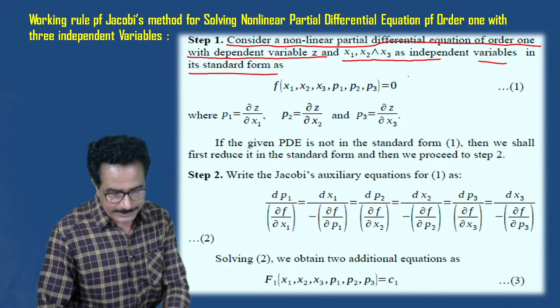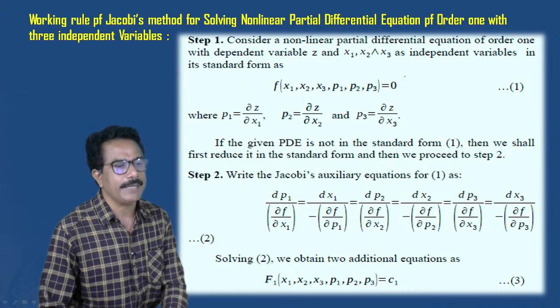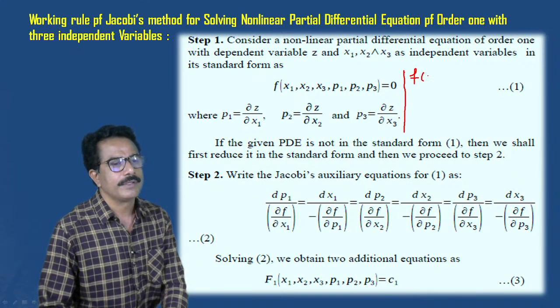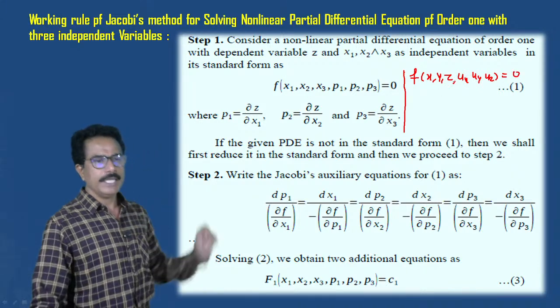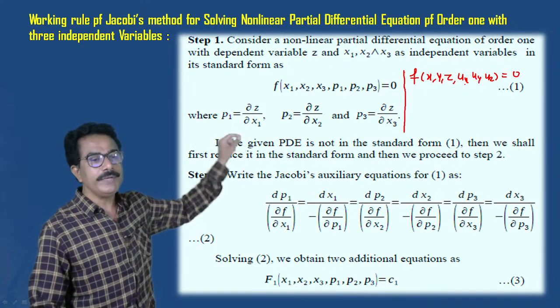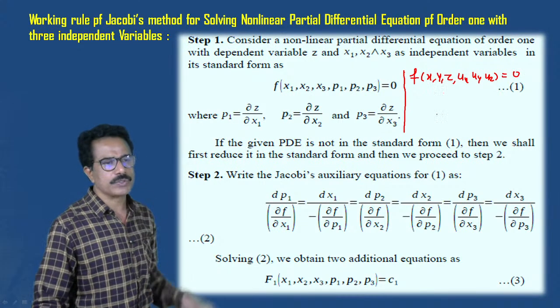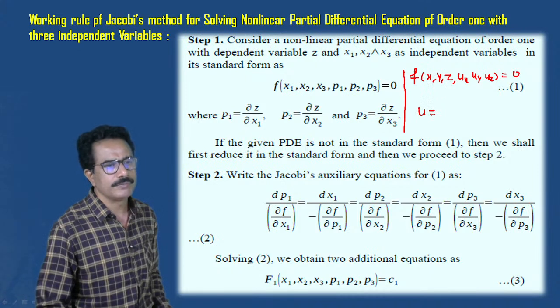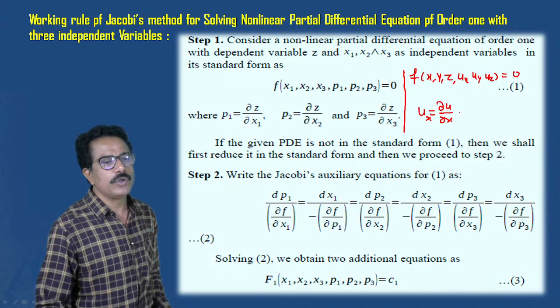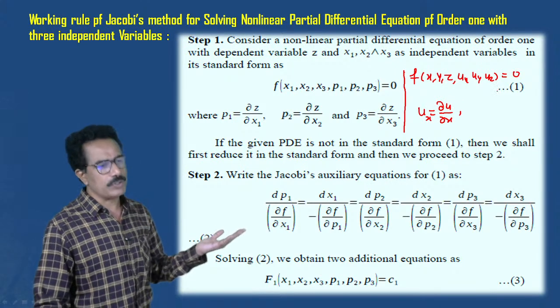Or we can write it in another form, f of x, y, z, ux, uy, uz which is equal to 0. In this case, u is the dependent variable, x, y, z are independent variables. So here ux means dou u by dou x, uy means dou u by dou y.